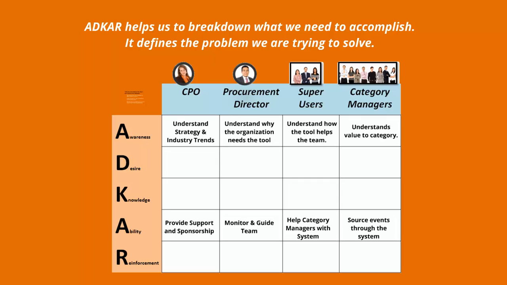Next, we place ourselves in the shoes of each role, and we define the drivers of change for each. While a CPO might be supporting an eSourcing initiative because of its ability to reduce the bottom line, a category manager will also want to know why is the change required for their specific category.